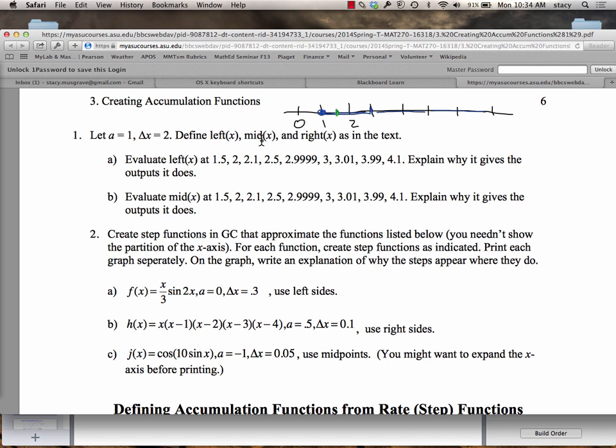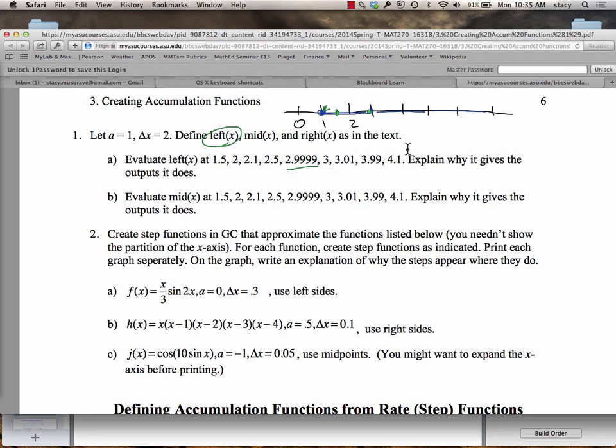So when I plug in 1.5, that's here, it's going to output what? Oh, sorry. Let's say left of x will output what? 1. When I input 2.999, that's right here, right? What's that going to output? I heard somebody say 2, and I heard other people say 1. This whole interval is length 2, so the left endpoint of the current interval is 1. So it'll still output 1.